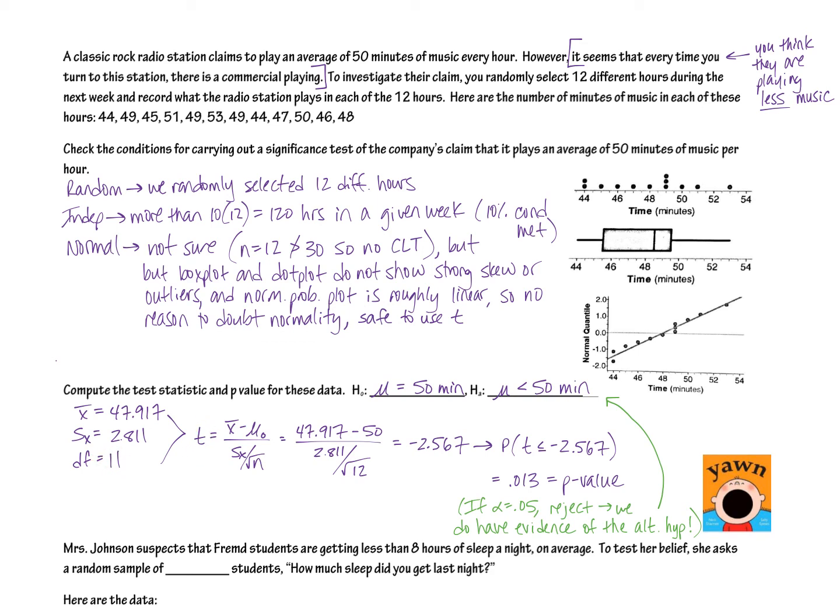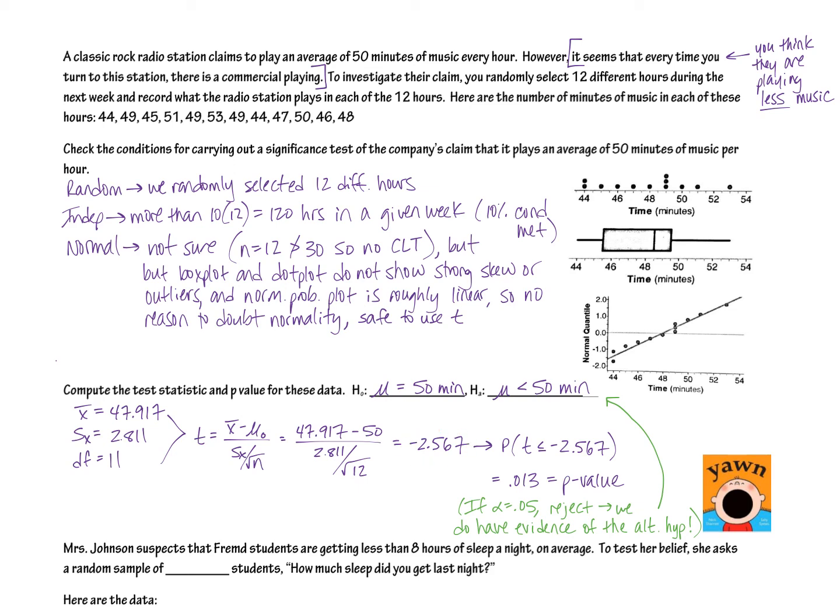Test statistic is statistic minus parameter over standard deviation of statistic. For proportions, this stuff changes. For means, this is what we're going to use. So our statistic is from the calculator. Remember, the mean is from the H0. That's the 50. We're assuming that 50 to be true. Standard deviation divided by root 12. That gives us a test statistic of this.